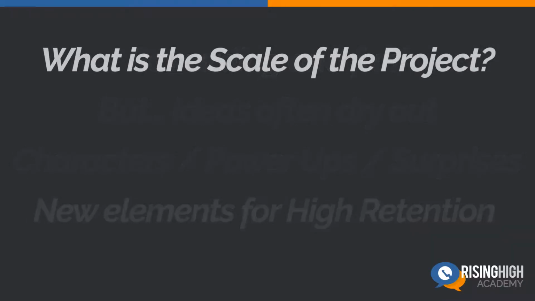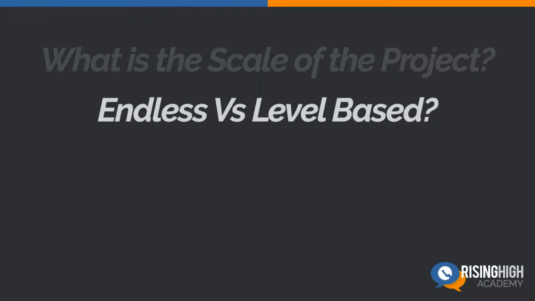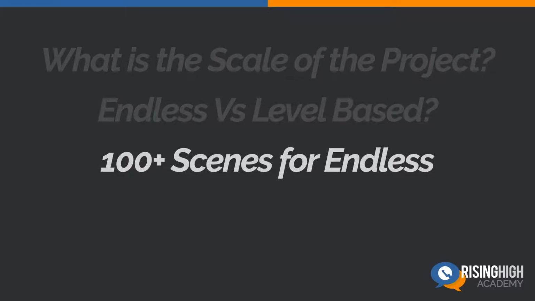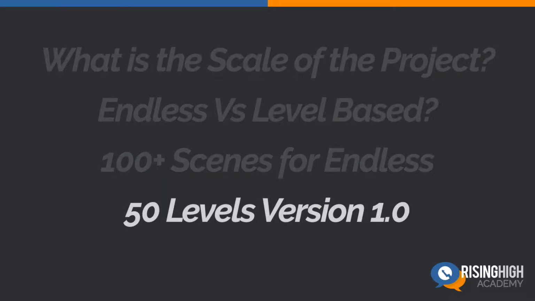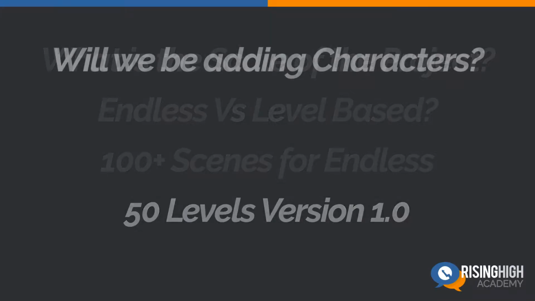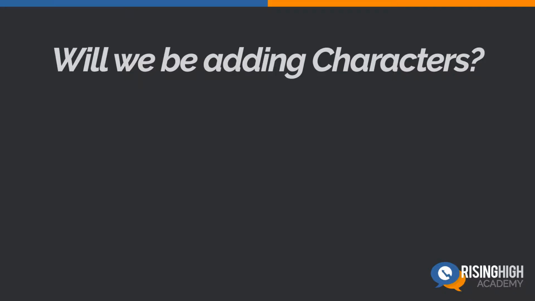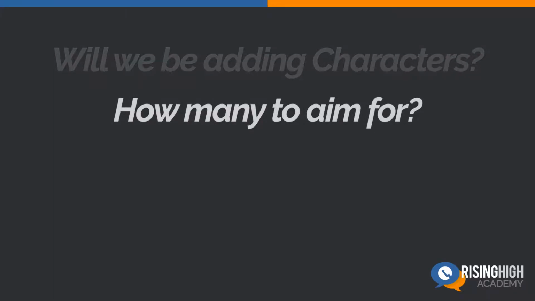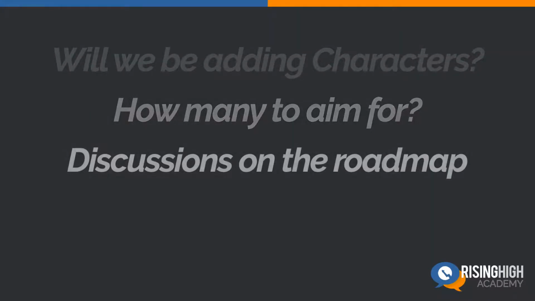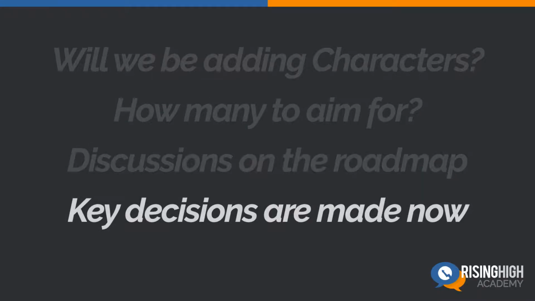So at this stage of the project, we'll usually decide on how big our game is going to be. If it's an endless game, we'll decide on how many scenes it will take to make the game random enough for the player. Or if it's a level-based game, we'll probably end up on around 50 levels, but this will depend, of course, on how big the game is and how long the levels are. So we'll also take a look at adding any characters at this stage. We'll certainly discuss how many, if we are, and although this will generally change throughout the rest of the build cycle, most of the decisions and the pegs in the ground are set at this point.